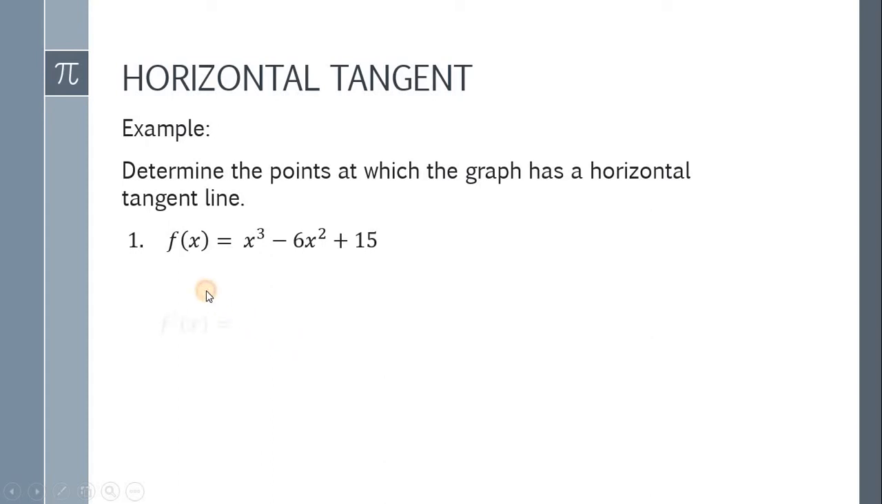So we have f prime of x is equivalent to derivative of x cubed must be 3x squared. Next, the derivative of negative 6x squared must be negative 12x. And the derivative of a constant is always 0. Therefore, ito na yung kanyang derivative. We have 3x squared minus 12x. Now, to find the horizontal tangent, we need to have f prime of x must be equal to 0, or the slope must be equivalent to 0. So we have 3x squared minus 12x is equal to 0.